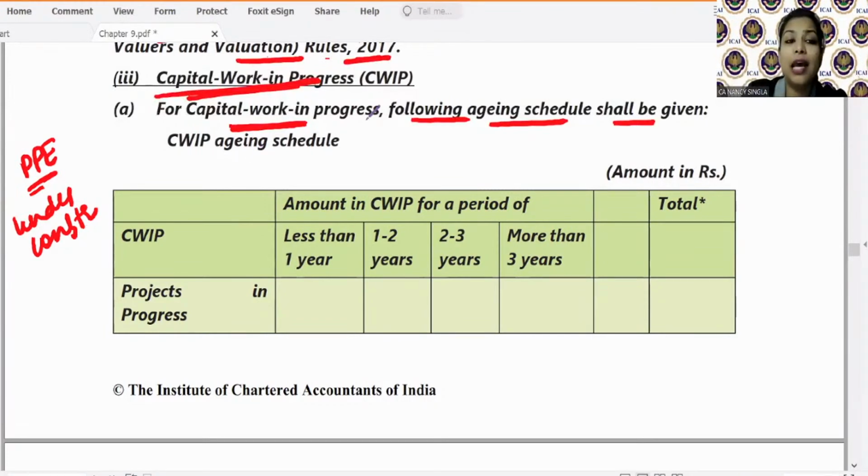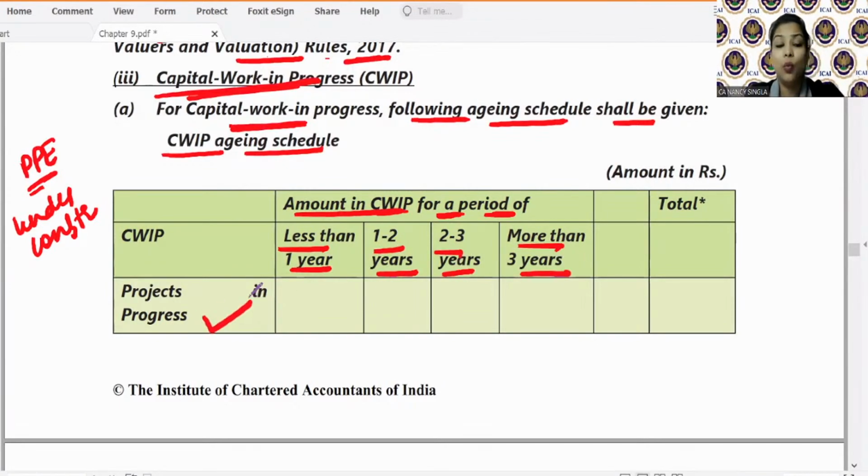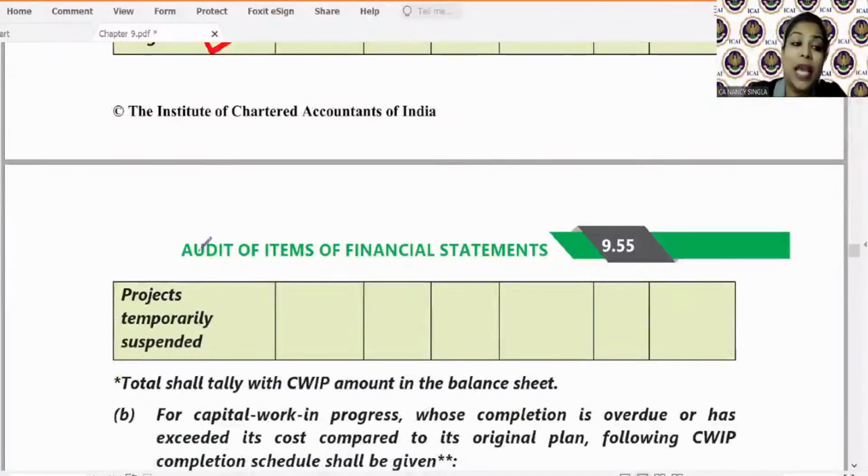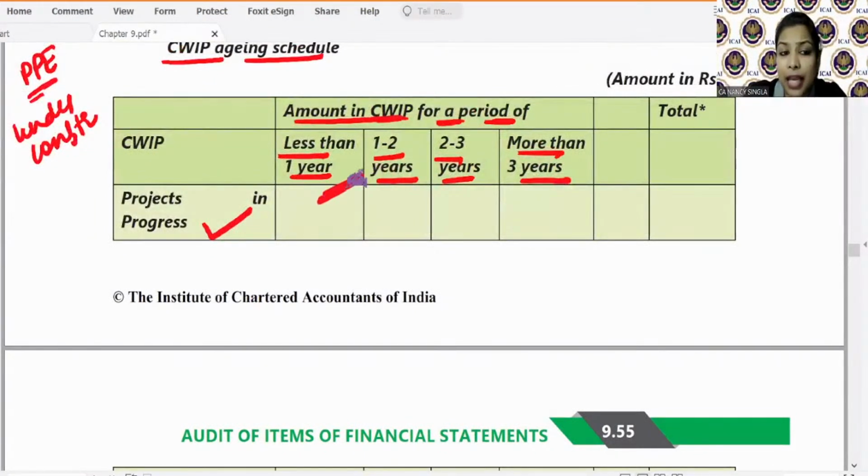So, for capital work in progress, the following ageing schedule shall be given. That is, the CWIP ageing schedule: the amount in capital work in progress for a period of less than 1 year, 1 to 2 years, 2 to 3 years, more than 3 years. Projects in progress, and projects temporarily suspended. Let's say any project is temporarily suspended on account of, let's say, the COVID pandemic. Even if projects are temporarily suspended, what is the time period for which they have been in CWIP?